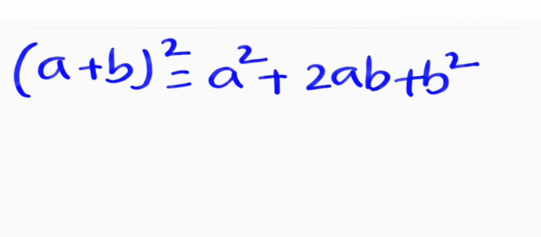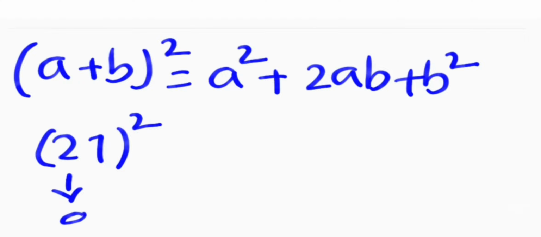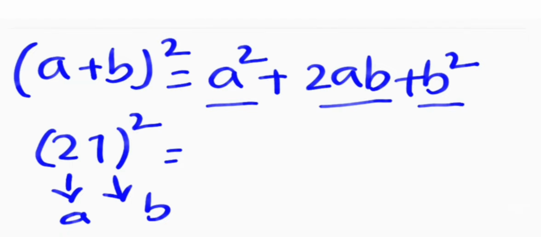Now I will explain with some example. Let us take 27 whole square. Now in place of a we have to take 2. In place of b we have to take 7. In the formula a plus b whole square we have 3 terms, a square plus 2ab plus b square. So here also take 3 blanks. Now fill these blanks from right to left. Right to left.